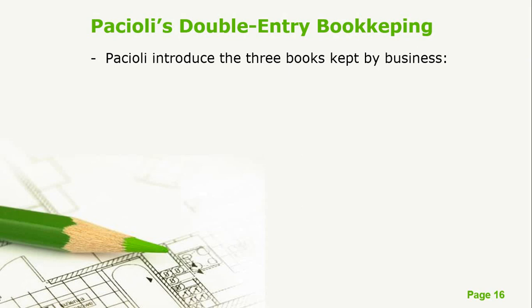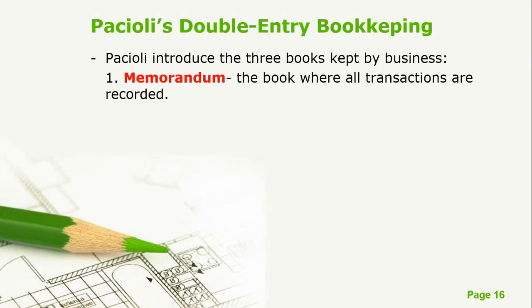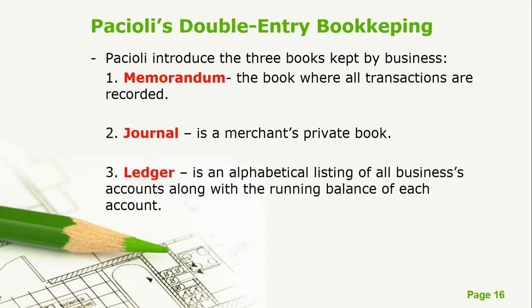Next is Pacioli introduced the 3 books kept by business. Okay? We have here the memorandum, the book where all transactions are recorded. So lahat ng transactions naka-record raw dito. This is based on Pacioli, ha. Next naman is the journal. So it is a merchant's private book. Okay? And then we have the ledger.